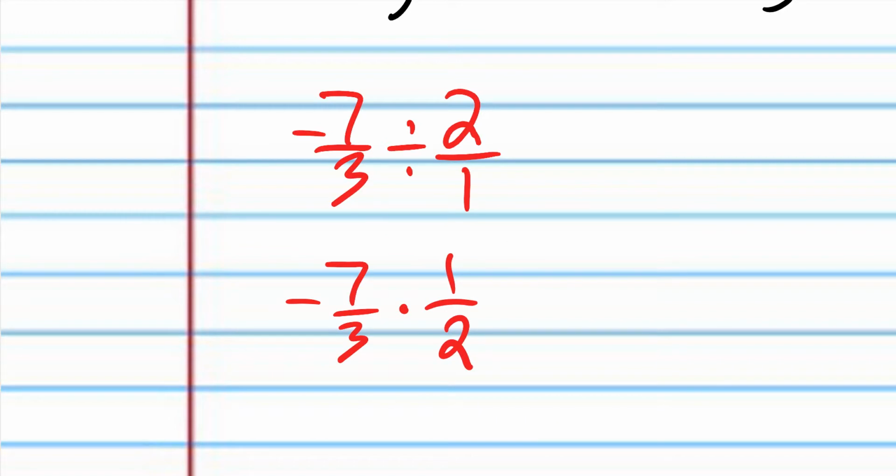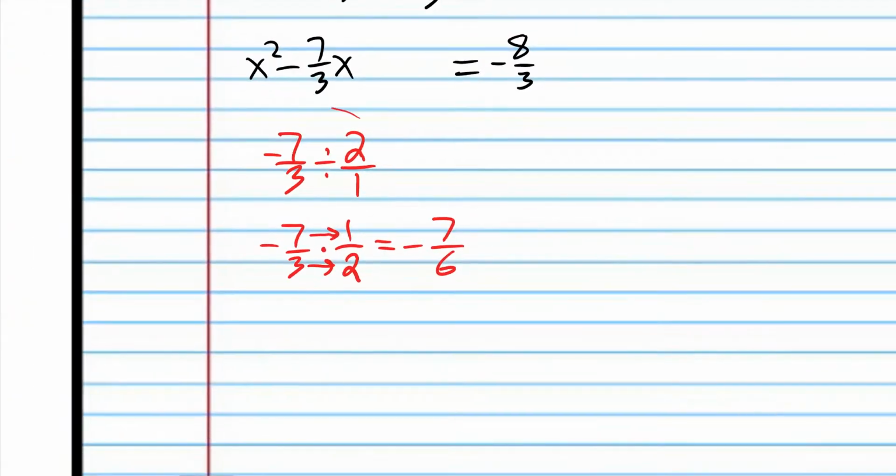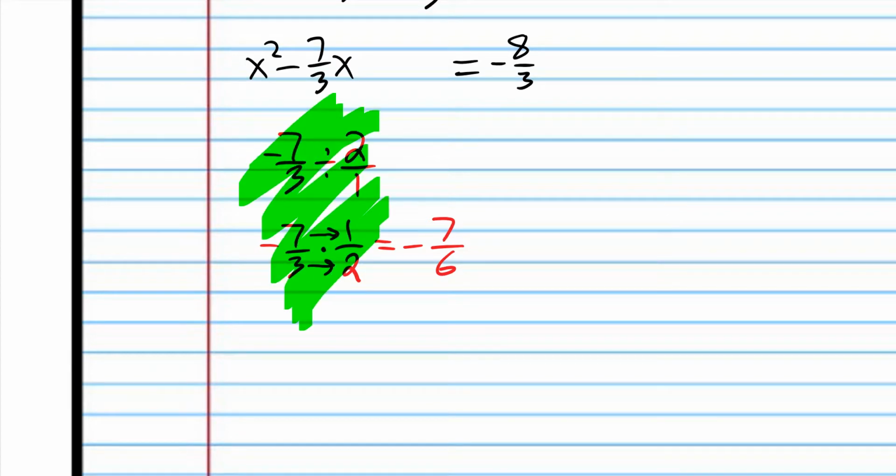And then it just becomes a multiplication problem. And when you multiply fractions, you just multiply straight across. So 7 times 1 is 7, and 3 times 2 is 6. So we get negative 7/6. So that's dividing by 2. Now, I want you to understand, you don't have to show all that. I'm just doing this for your benefit in case you forgot how to divide fractions.